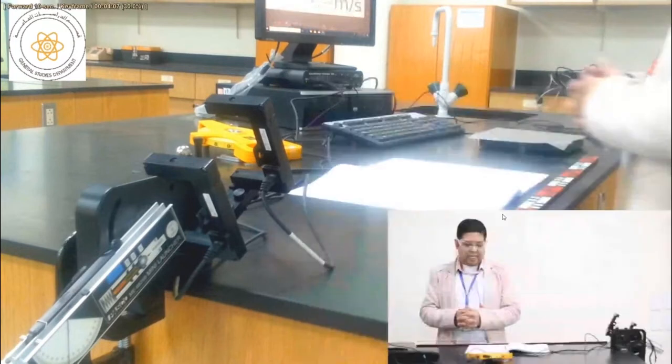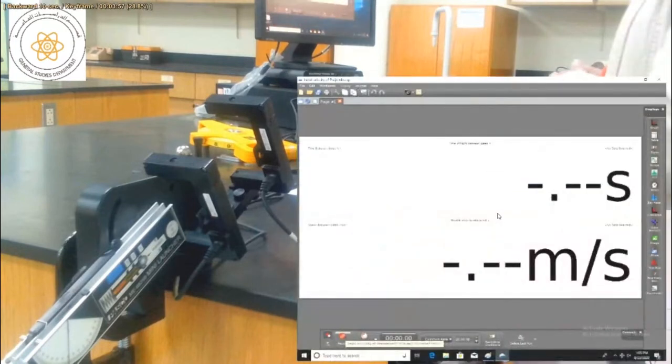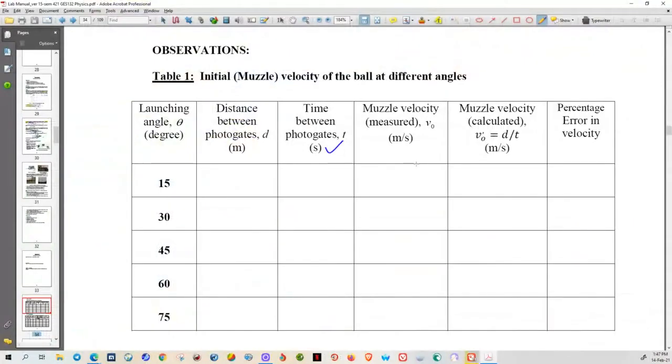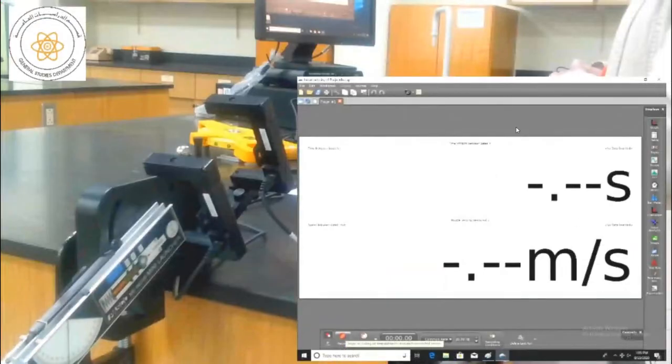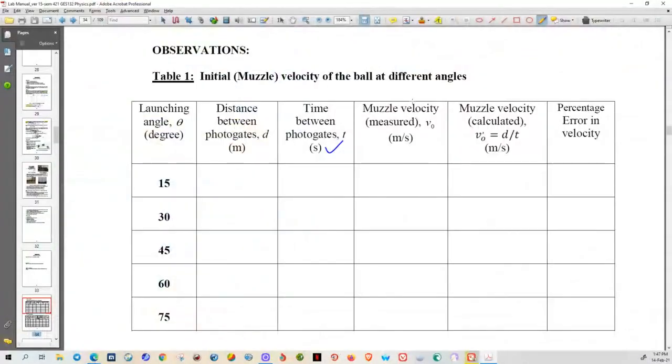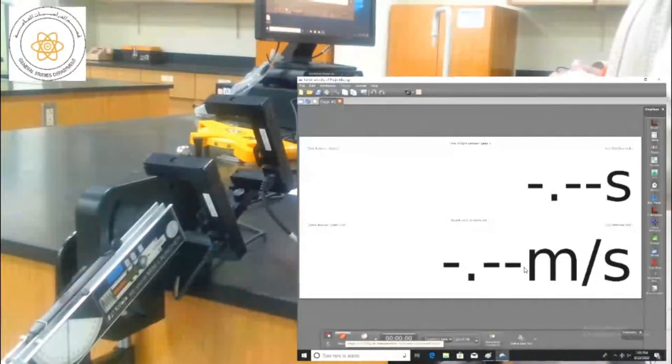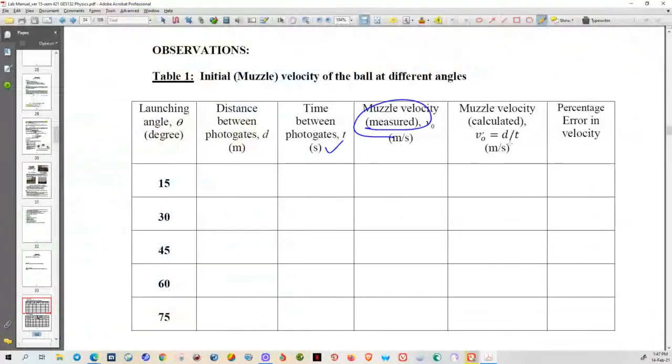So the data will be given to us, and you will record it in your lab manual. So the time between photo gates, this one here, okay? And let's go back to the data sheet. Muzzle velocity that's measured, that means measured by the software, this one here, okay? And then finally, muzzle velocity calculated, this is the rule. How do you calculate the muzzle velocity? Distance over time. Distance over time.